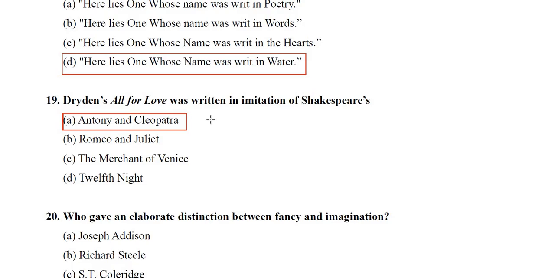And not only John Dryden, there were many writers who came after Shakespeare who reworked Shakespeare's works, or they borrowed titles from Shakespeare's works also. And I'll make a video on that also, and these sometimes become important.